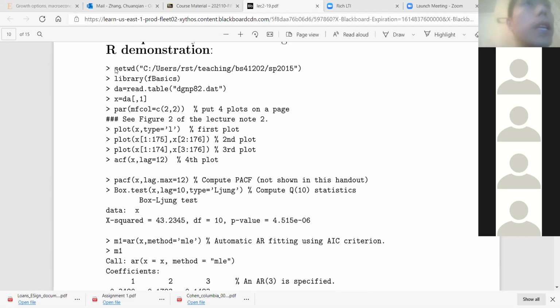So this is just reading in the file, right? Definitely you need to change this to your own path. You want to use the function from fBasics. You want to read in the data, and then you want to look at which column you want. For this data, the first column is the data we want, right? Sometimes there's other information we don't need. So the first column is what we want.